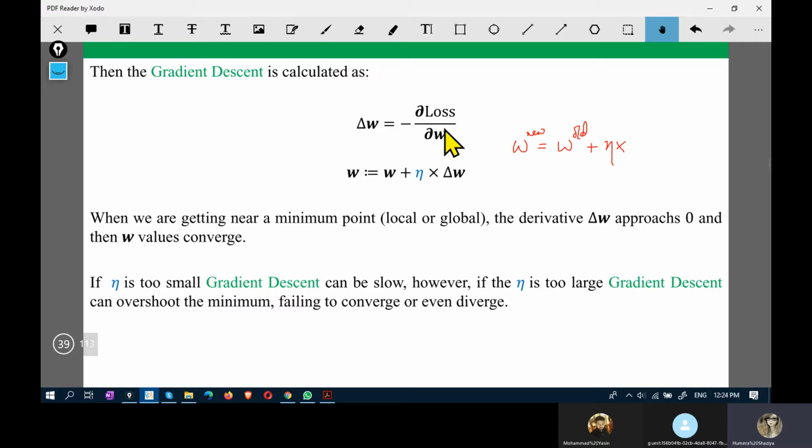The loss with respect to the weights. So you find the derivatives. You find the derivative of loss with respect to weight, and whatever value you obtain, you multiply with the learning rate, then you add to the old weight to obtain the new weights.